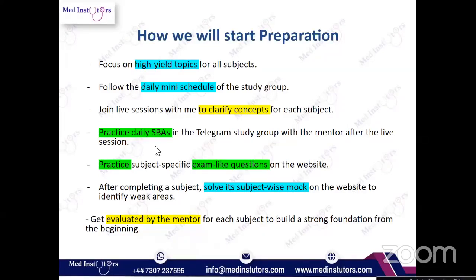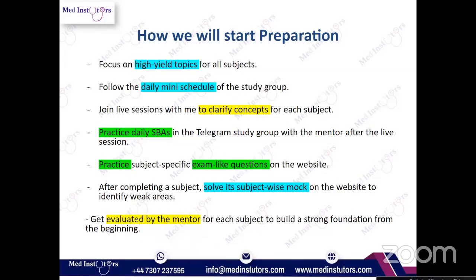Another, the most important thing: practice daily SBAs. If you are studying just theory, I'm sorry to tell you, that's not enough to pass the exam. If you have studied very thoroughly all the Oxford Revision Notes or Essential Revision Guide or any other book, and you are not practicing SBAs daily, then it's not possible for you to pass the exam easily. So I would advise you to practice SBAs on an everyday basis.